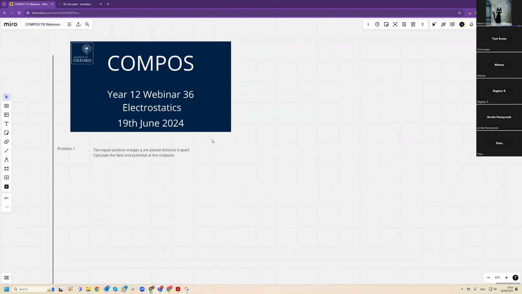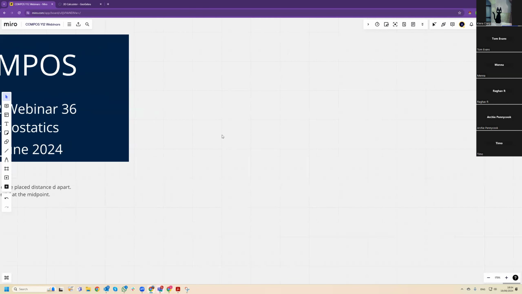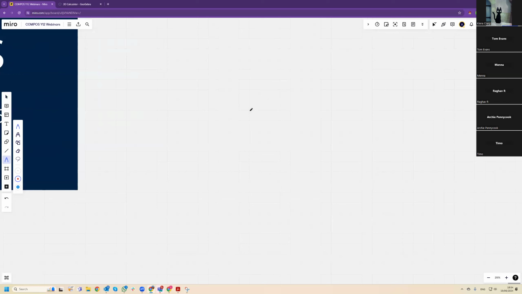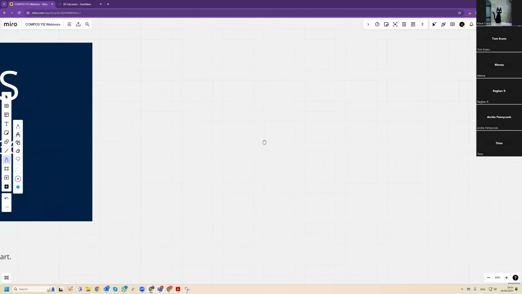Now, the two main features that you need to understand about electrostatics are the electric field and the electric potential. The electric field is probably easier to understand. The electric potential is slightly harder. I'll briefly talk about these two. I won't derive them. So we start with Coulomb's law, which is experimental.